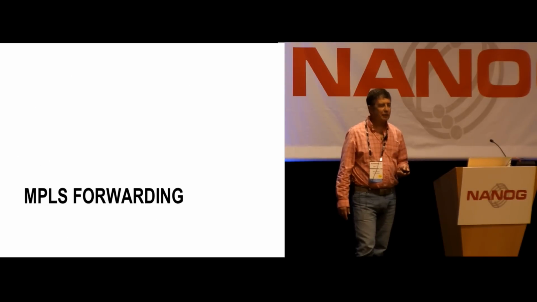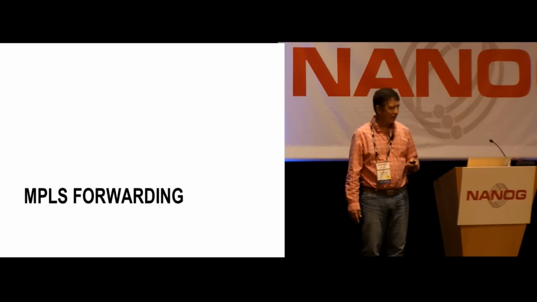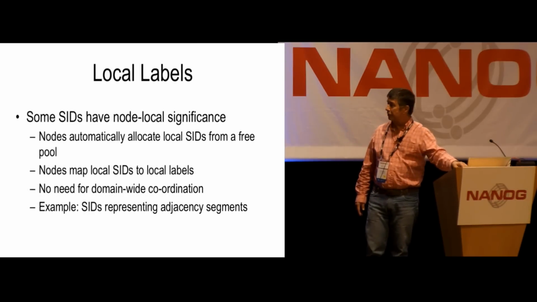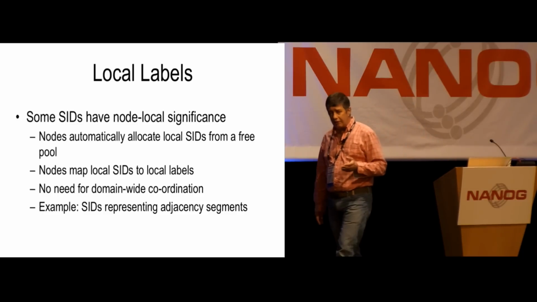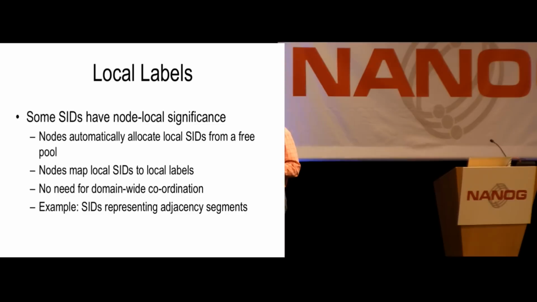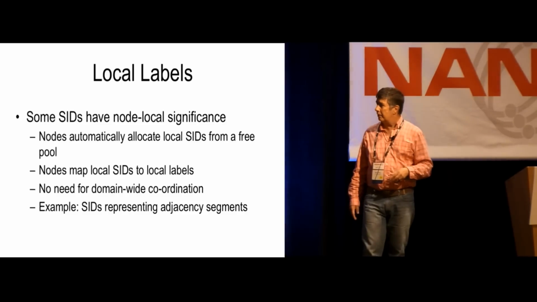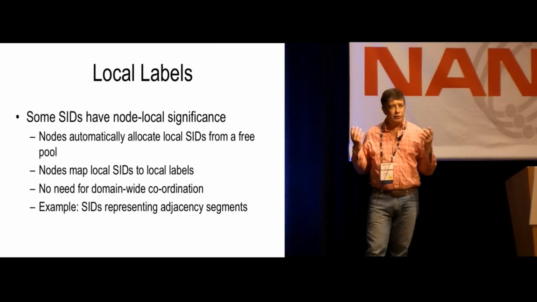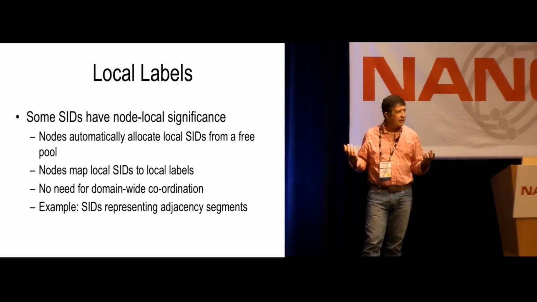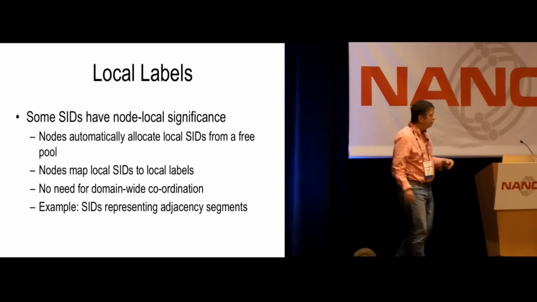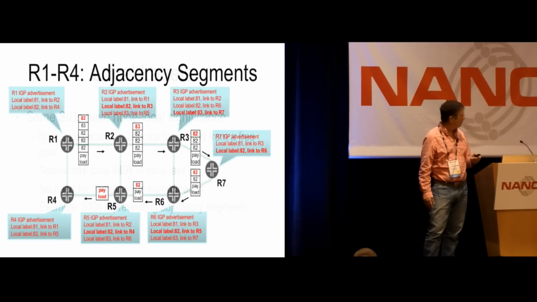So let's talk a little bit about this MPLS encapsulation for a little while. And let's talk about labels. Some labels have local significance only, and that's a very good thing. Well, some SIDs have local significance only, and that's a very good thing because MPLS labels have local significance only. So you can map the SID directly to an MPLS label. SID1 equals label 1. There's no need to coordinate SIDs throughout the domain. So in the next slide, we'll talk a little bit about how this might work.